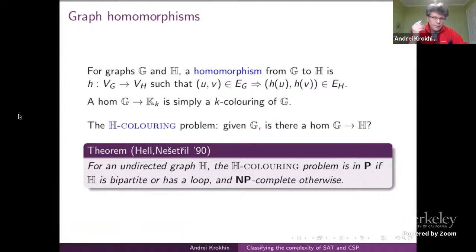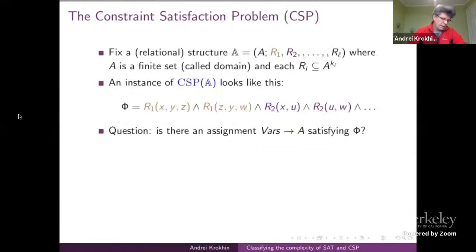Well, curiously, this famous paper doesn't even cite Schaefer's paper. So clearly, Hell and Nešetřil thought that they were doing something completely different, unrelated to Schaefer's work. Well, not that this turned out to be the case. Actually, of course, these problems are related. They are both special cases of the constraint satisfaction problem, and let me define this problem now.